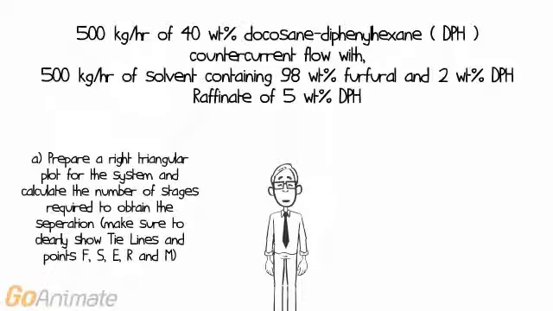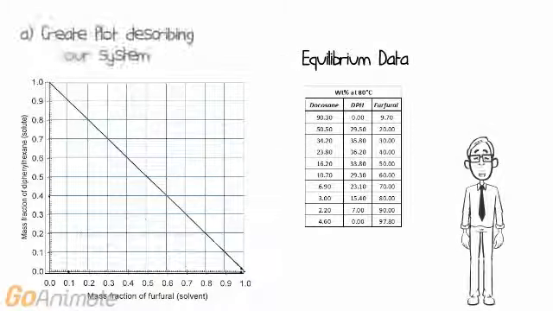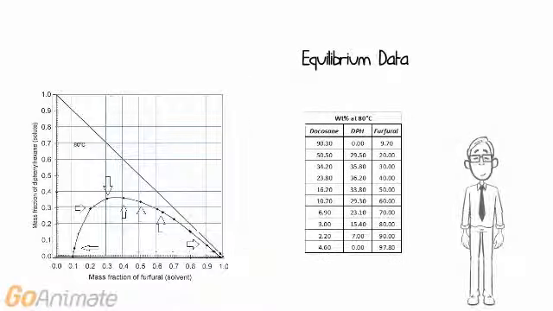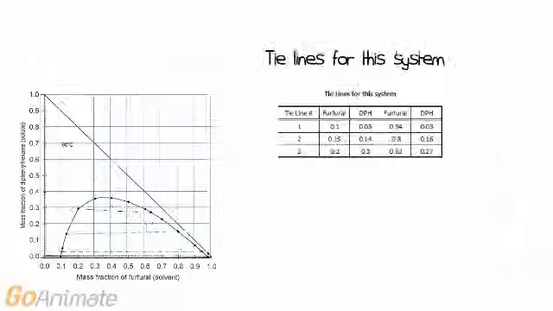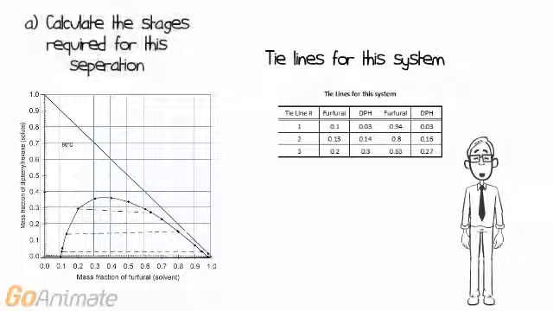Part A. Prepare a right triangular plot for the system and calculate the number of stages required to obtain the separation. First, we must use our given equilibrium data to plot an equilibrium curve on our graph. Then draw a curve that passes through each point. This will be your equilibrium curve. Next we must draw in the tie lines from the given information.